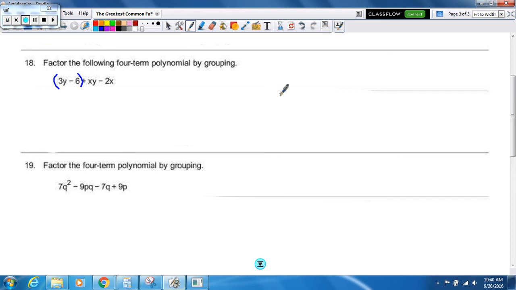Number 18. Okay, in my first set of parentheses, I can take out a 3, or I can divide those numbers by 3. So I have a 3 and a y. I took the 3 out, so that's a y left over. And then negative 6 divided by 3 is negative 2. Write down the sign that came after the parentheses that you drew, which is a plus sign.